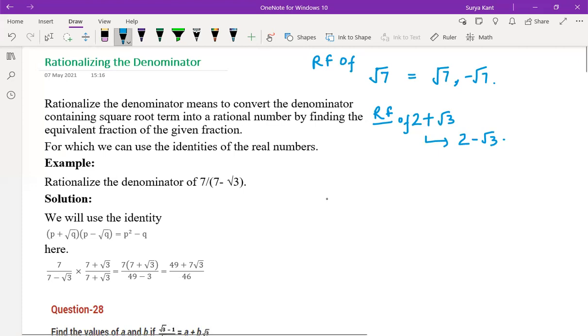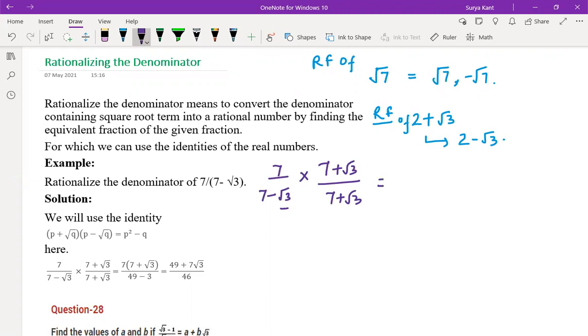So here the question is 7 divided by 7 minus root 3. Here root 3 is coming in the denominator. How can we remove the root from the denominator? That is nothing but rationalizing the denominator. So we have to multiply by the rationalizing factor. That is 7 plus root 3 divided by 7 plus root 3.